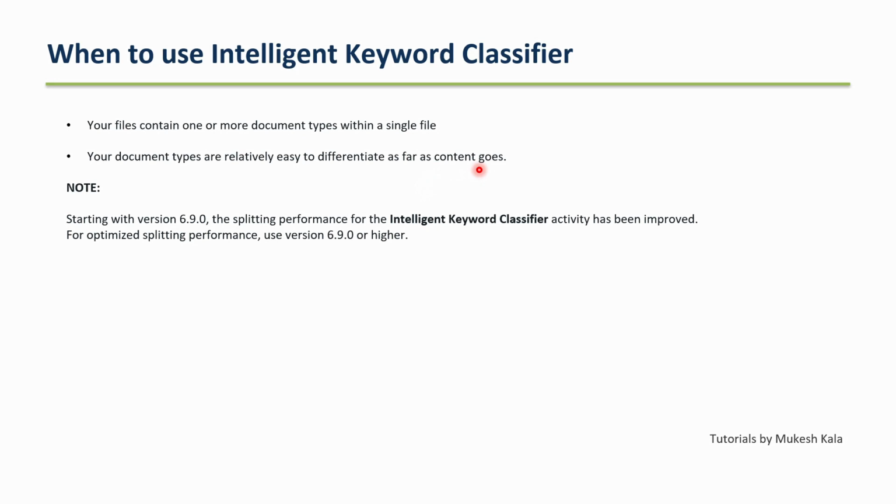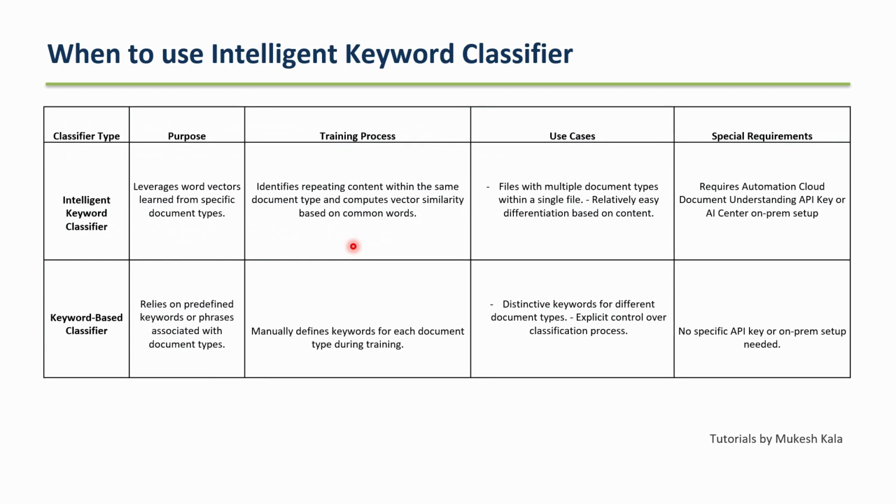So this is a keyword based classifier, but more intelligent. You simply have to go and upload the documents, and the intelligent keyword classifier automatically gets the word vectors for you. There is a note from UiPath that says that starting with version 6.9.0, the splitting performance has improved. So it is recommending us to use the latest version.